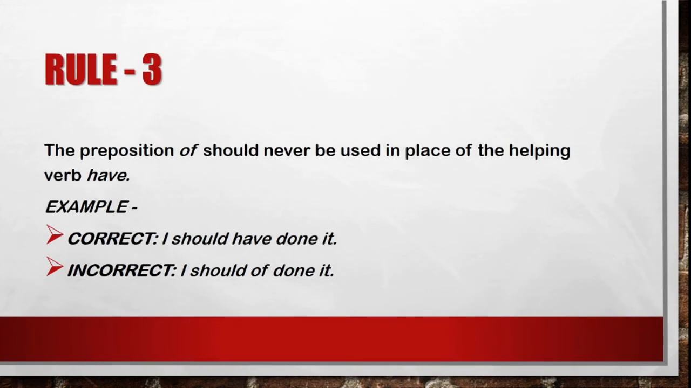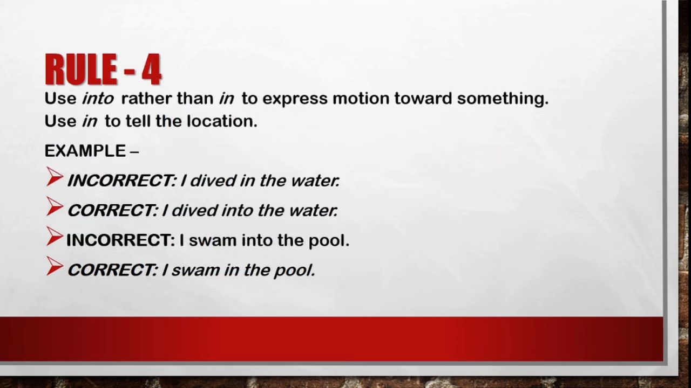So rule 3, the preposition of should never be used in place of the helping verb have. I should have done it. That would be correct, but the incorrect would be, I should of done it. See, I hope you note the change, right?